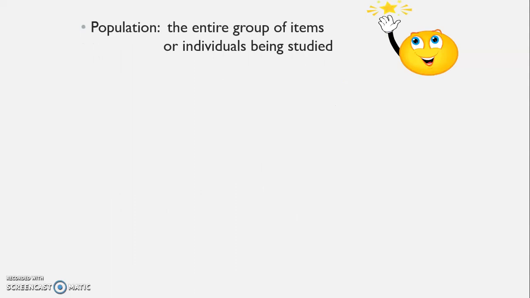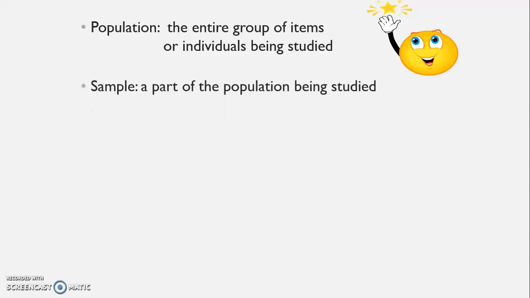A population is the entire group of items or individuals being studied. And then a sample is a part of the population being studied. So we're going to look at examples of this just to help you put this into context. But basically the population is everyone that you could possibly sample, and the sample is the part that you actually are sampling.